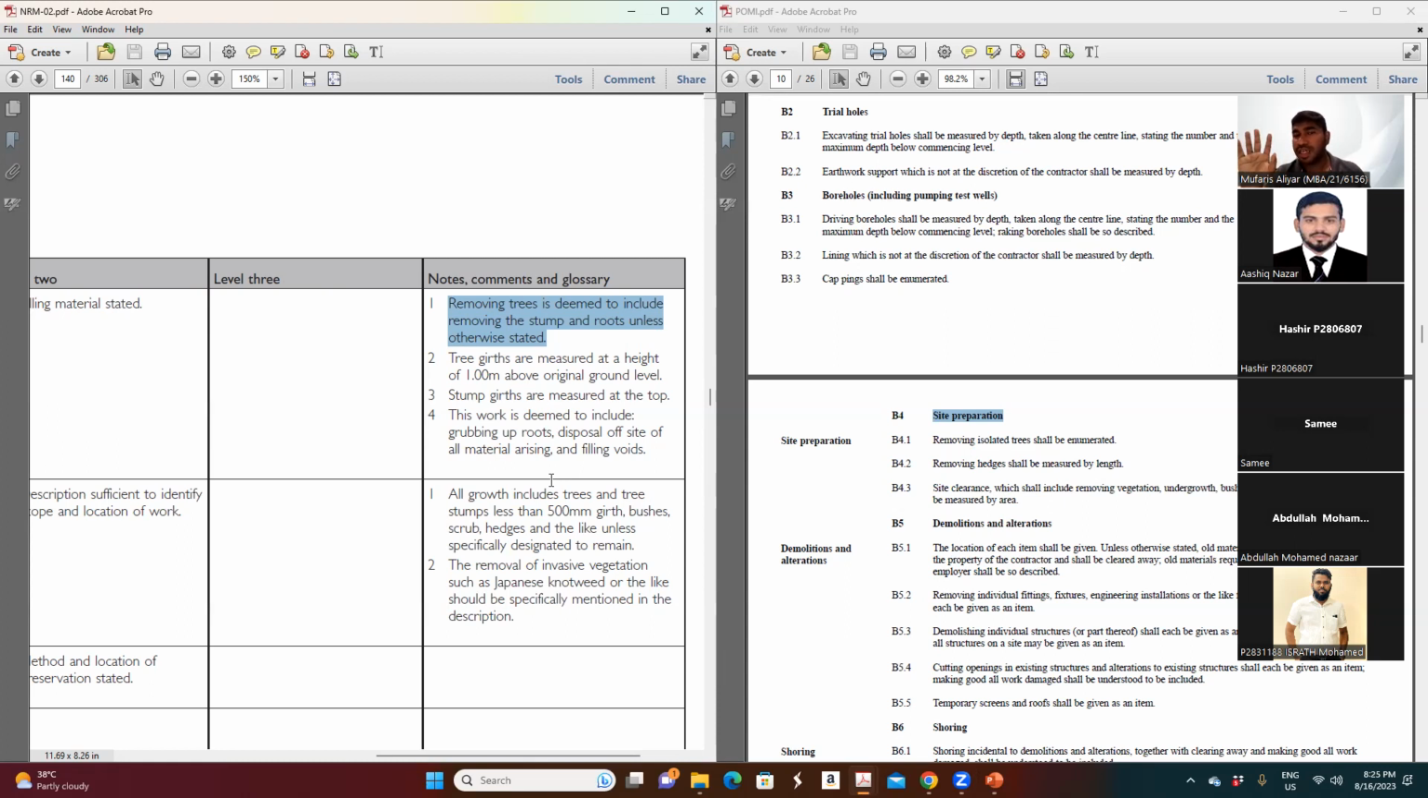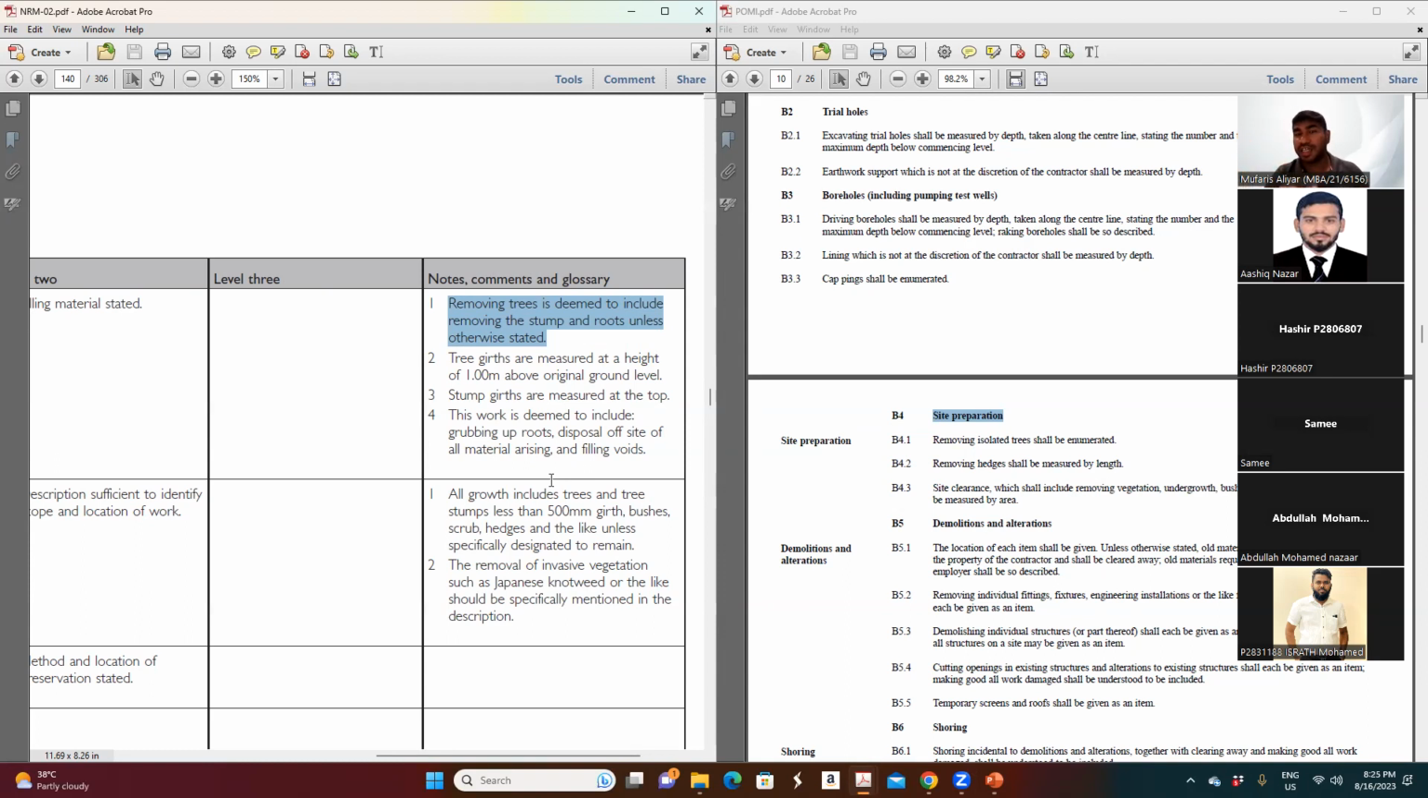It doesn't mean that you will price it only for the removal of the tree and go away without the stump and roots. No. If you are a contractor's QS making an estimation, and the BOQ is measured according to NRM 2, then you have to come back and see what description is mentioned, so what I have to include. You cannot ask for a variation later.